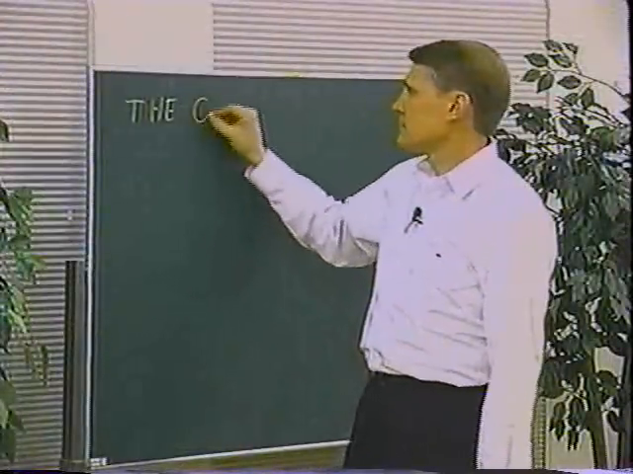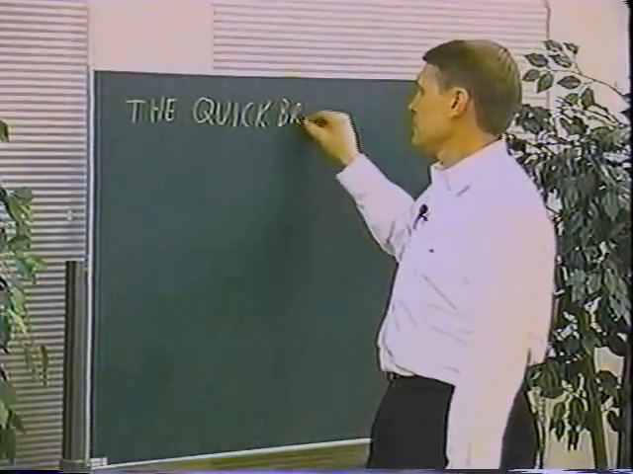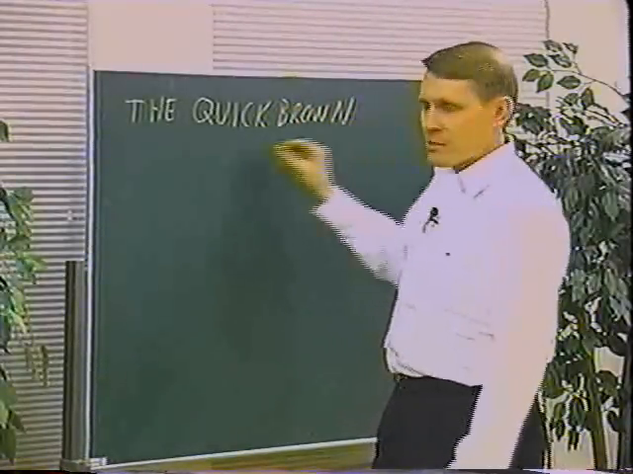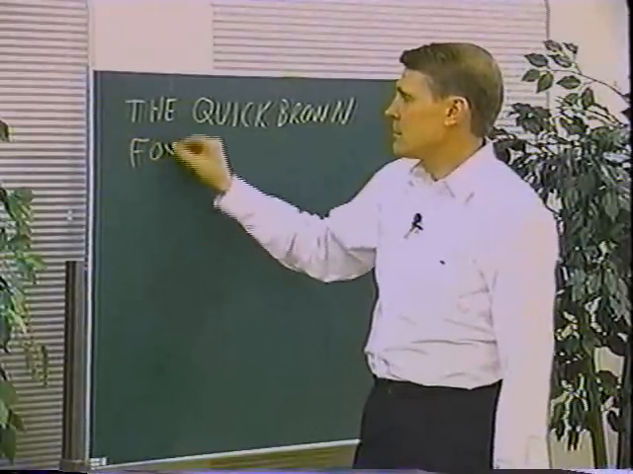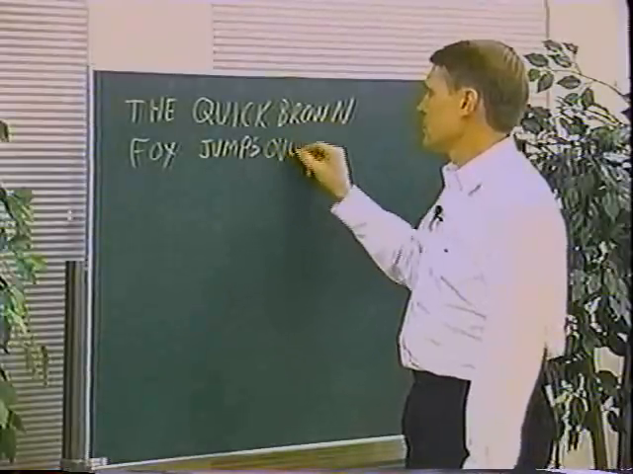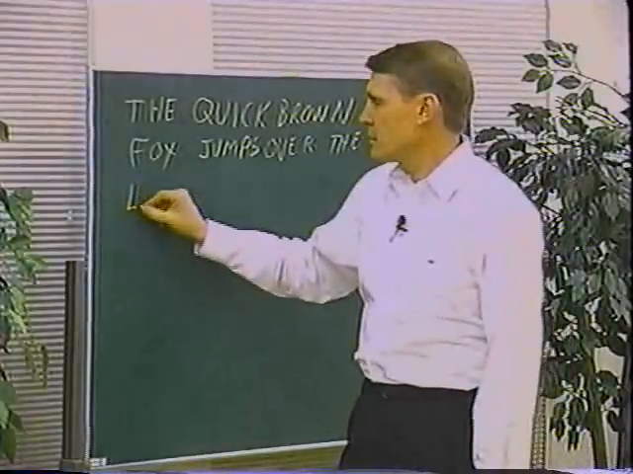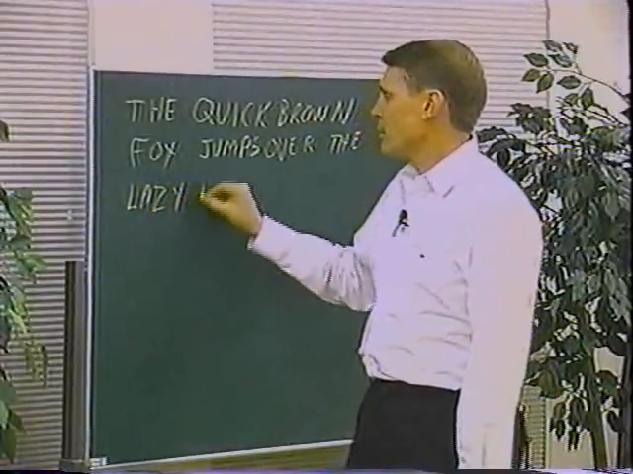All right, let's give an analogy to help people understand a little bit, and all analogies break down at some point, okay. Let's make an English sentence here. The quick brown fox jumps over the lazy dog.